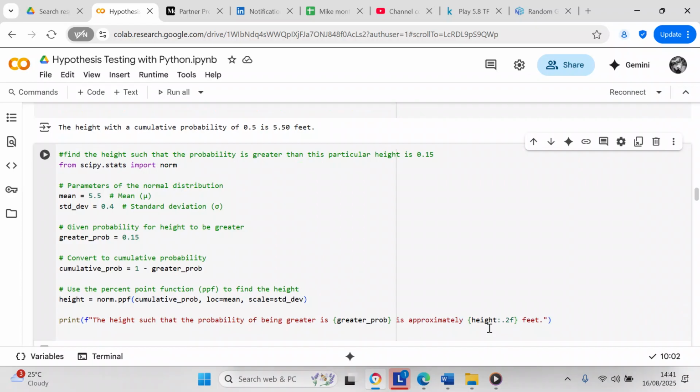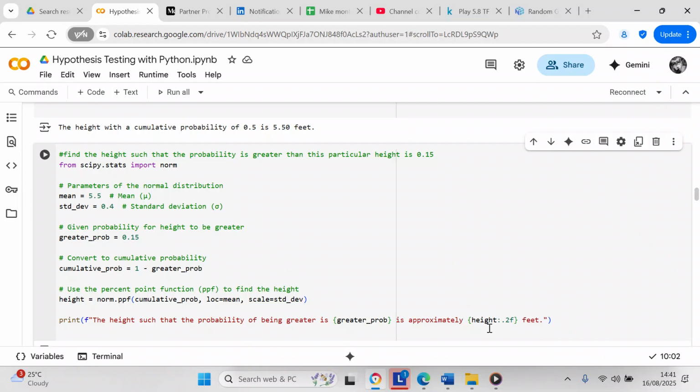We're going to find the height such that the probability of being greater than this particular height is 0.15. So again, what we're going to do is import the library scipy. From scipy.stats, import norm. So scipy is Python's scientific library. Stats is a statistical module within scipy. And norm is the normal distribution that we're going to be using to answer this question.